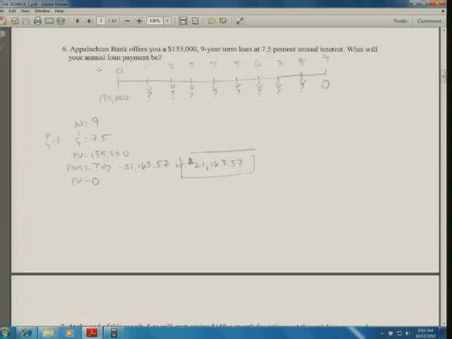Okay, number 6 from the Chapter 5 homework. This problem says that Appalachian Bank offers you a $135,000 9-year term loan at 7.5% annual interest. What will your annual loan payment be?